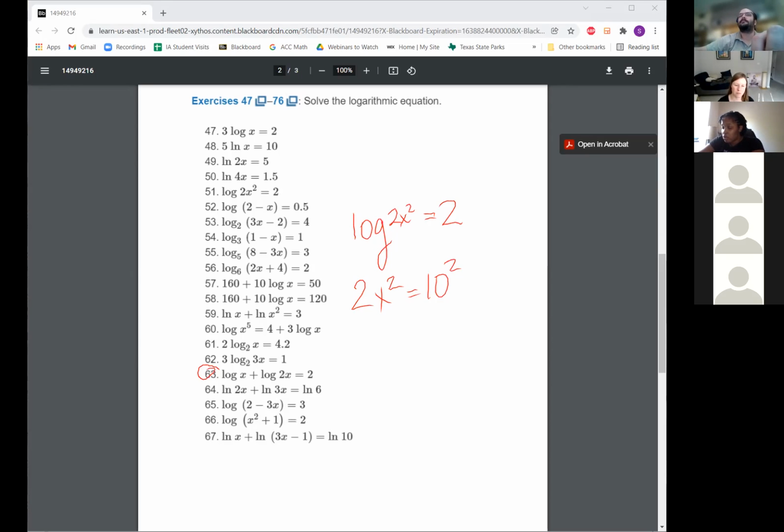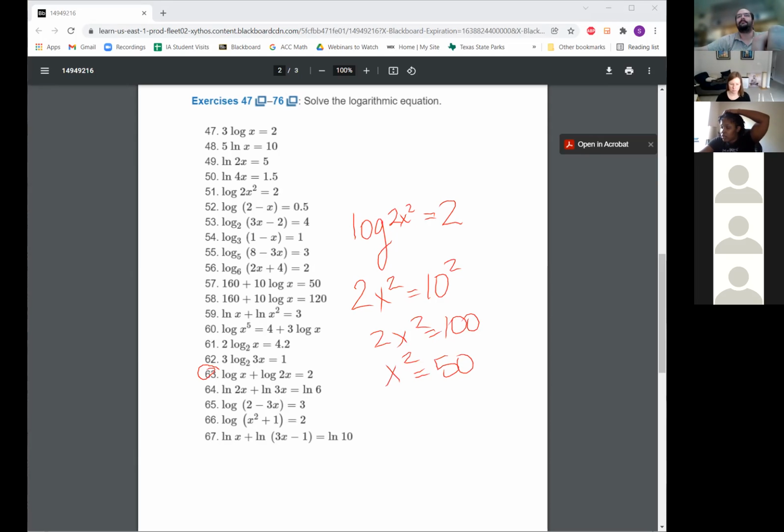So would I do 2x squared equals 100? Yeah, I do. See? And then divide by 2. Oh yeah, divide by 2 because you want to get x by itself. That leaves me with x squared equals 50.